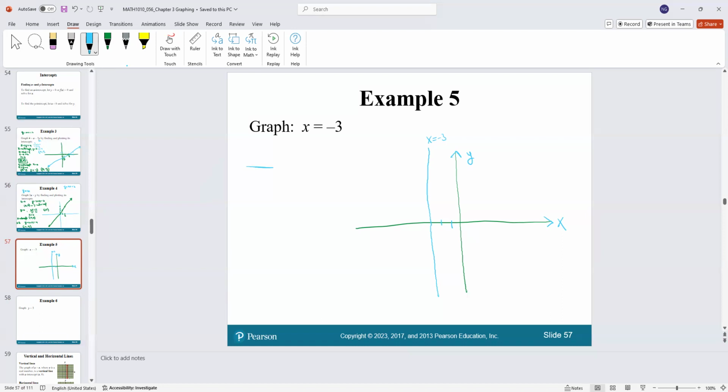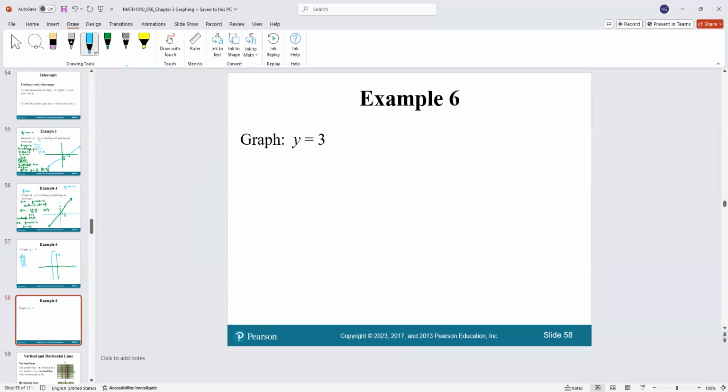Why? If you try to construct a table with x and y, right? If x is -3, y can be anything. If y is 10, x is -3. If y is 5, x is -3. If y is -5, x is -3, no matter what you do.